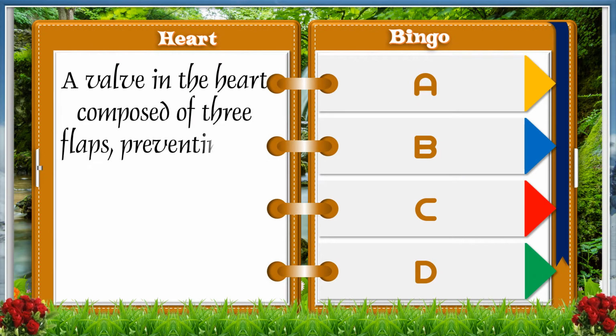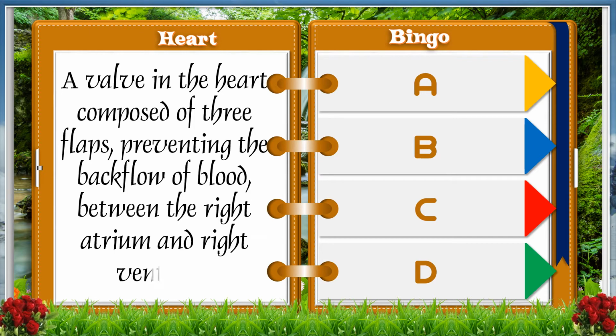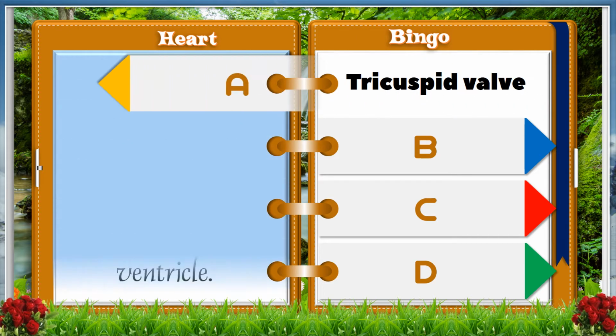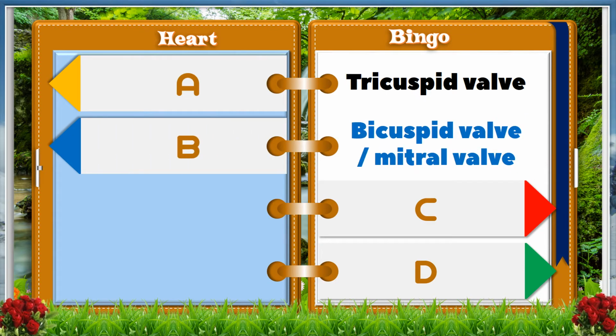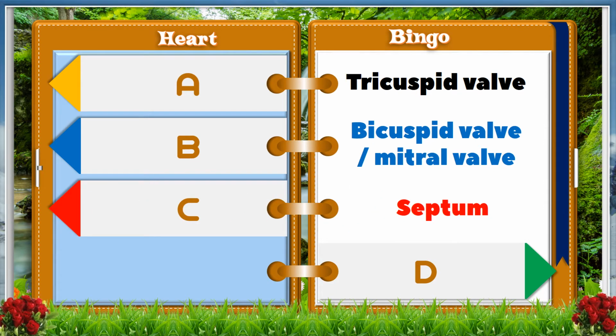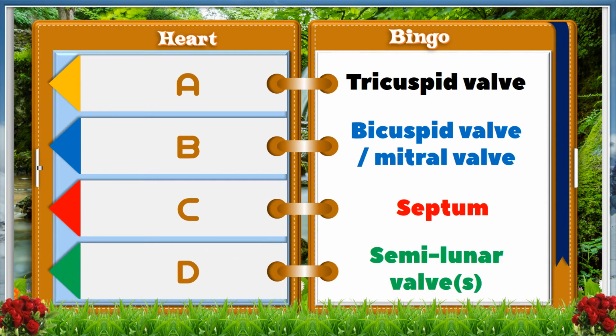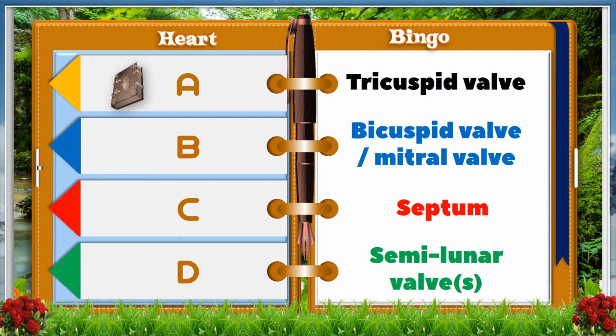A valve in the heart composed of 3 flaps, preventing the backflow of blood between the right atrium and right ventricle. A. Tricuspid valve. B. Bicuspid valve. C. Septum. D. Semi-lunar valve. And the answer is A. Tricuspid valve.